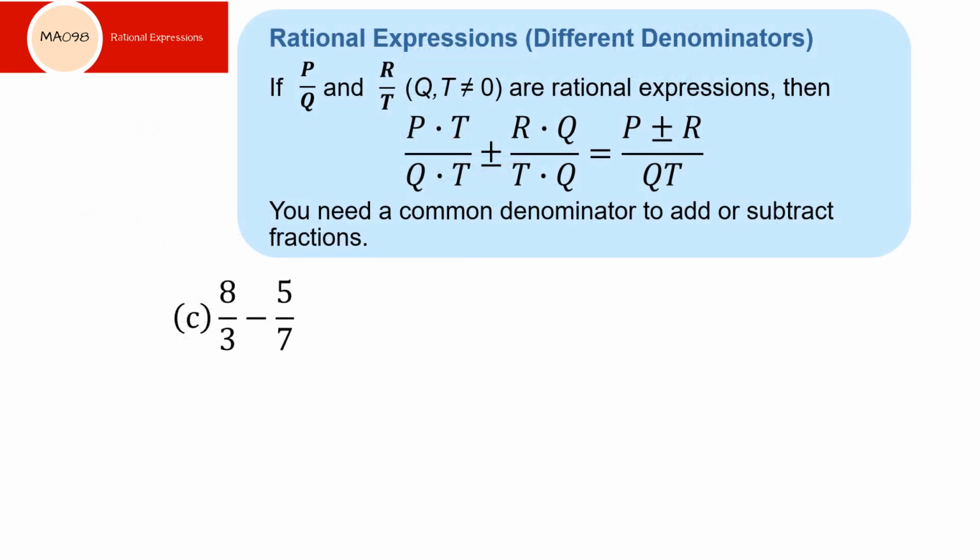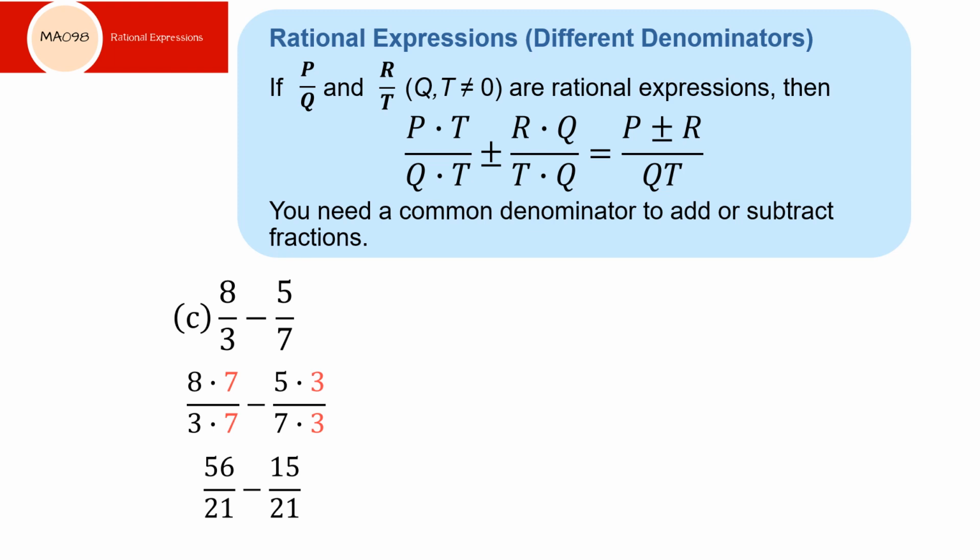I bet you know what's coming next. Yep. What happens if we don't have a common denominator? Well, then we have to make a common denominator. So let's look at 8/3 minus 5/7. The easiest thing to do is just multiply each fraction by the other denominator. So I'm taking 8/3 times 7 over 7, and then I'm taking 5/7 times 3 over 3. This gives us 56 over 21 and 15 over 21. Then we have a common denominator.